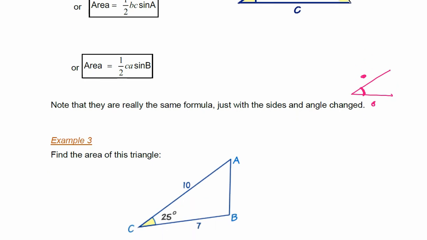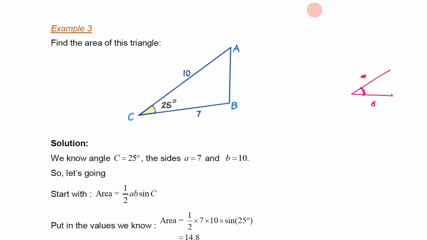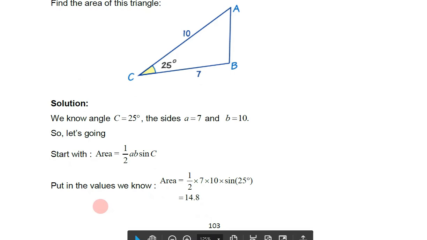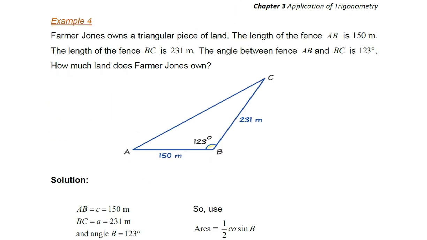And let's look at this example. Find the area of this triangle. So since you see that we have this length and also this length, and the included angle is 25. Okay, so we can use the formula to get the area. The formula previously to find the area. So we have information of A, B, and C. Substitute in the formula, so you get the area is 14.8. Okay, so we proceed to the next example.